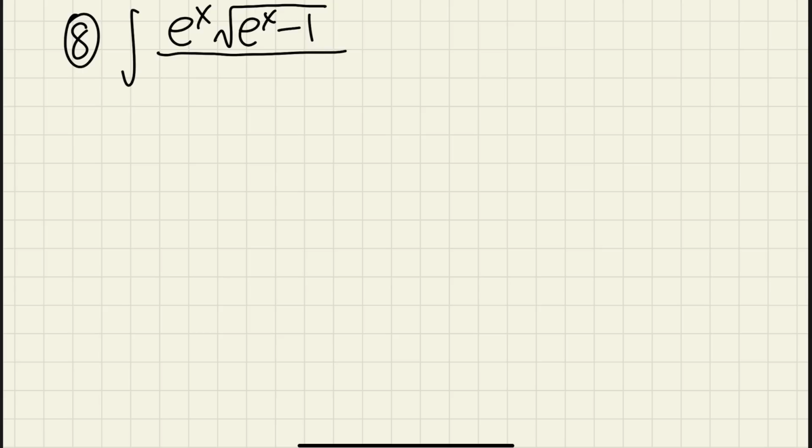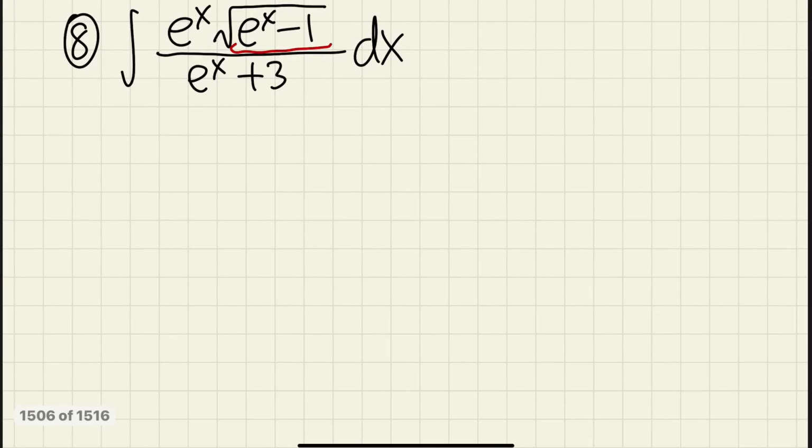Okay, number 8. This is a big one. We have the integral of e to the x times the square root of e to the x minus 1, over e to the x plus 3. Okay, we have a pretty complicated function with a square root. Trig sub is not going to work out nicely because the input here is e to the x minus 1. It's not like something to a second power, right? So don't do trig sub.